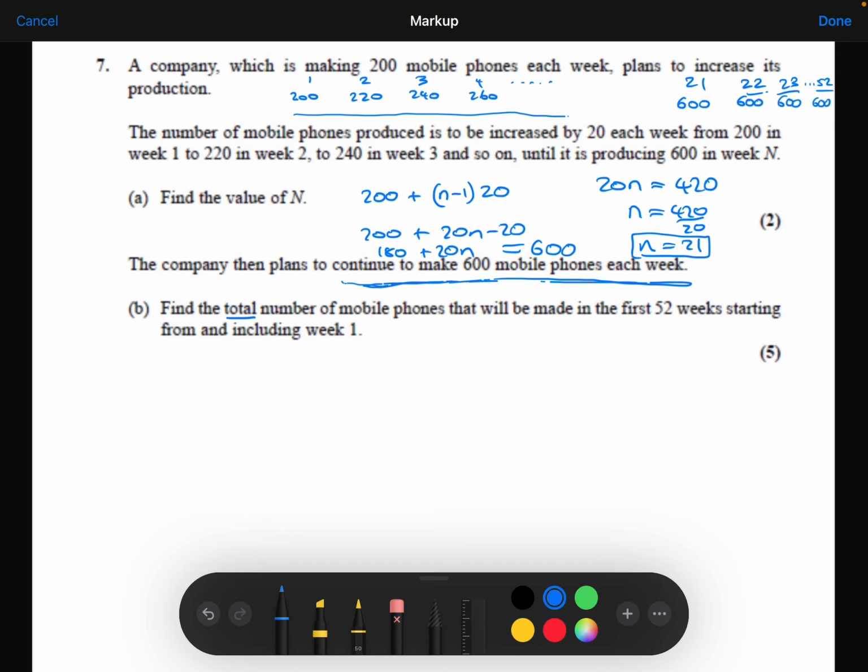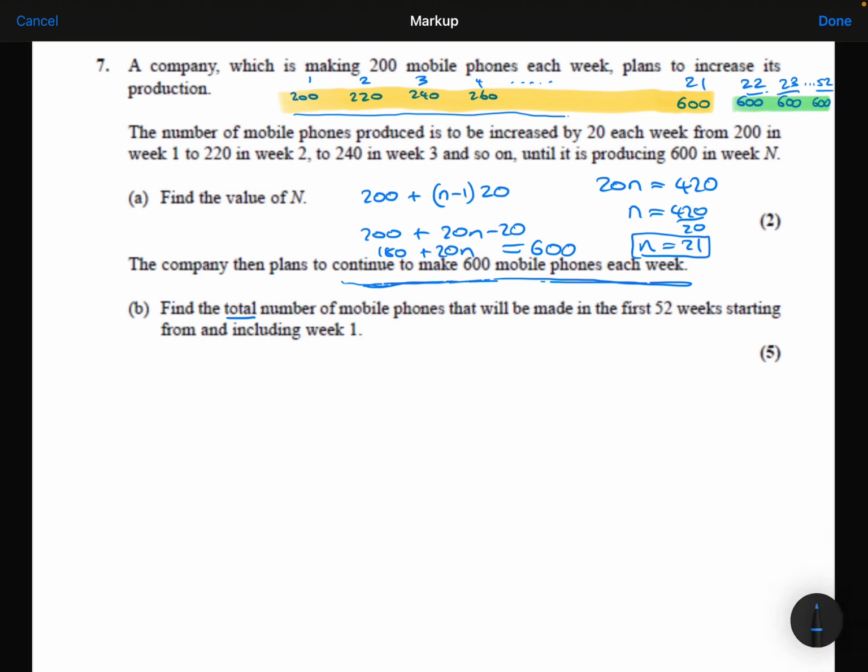So, if I can work out the sum of how many phones they make in the first 21 weeks, I can use an arithmetic sequence formula for that, and then I'll worry about all of the 600s that they're going to be making every week after that. I'll worry about that in a minute. So let's do the sum of the first 21 weeks.